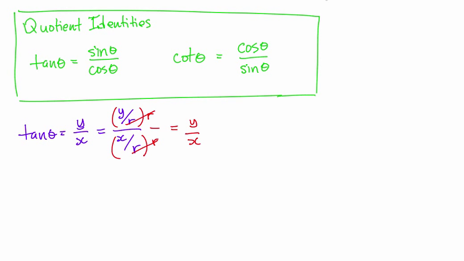Let's take a look at the next type of identities. This is a little lead-in to what are called the Pythagorean identities. And so let's start off with a little bit of Pythagoras.